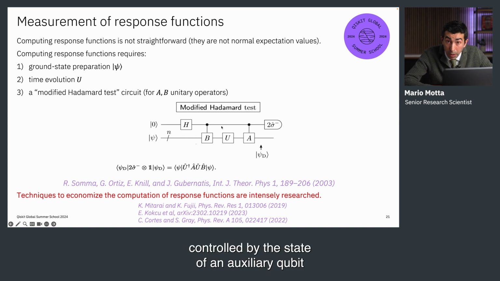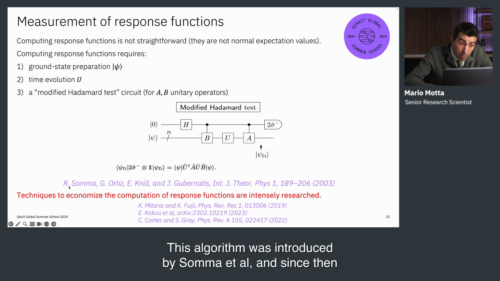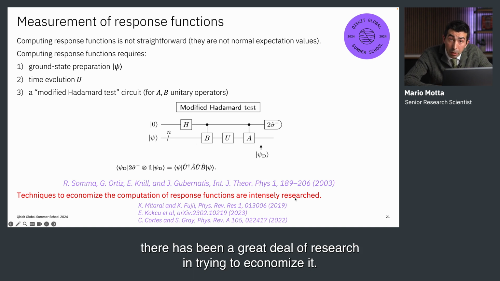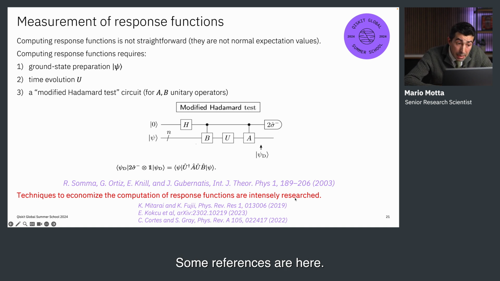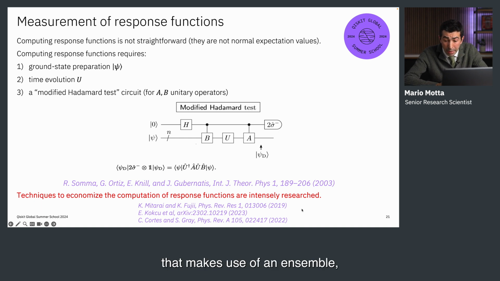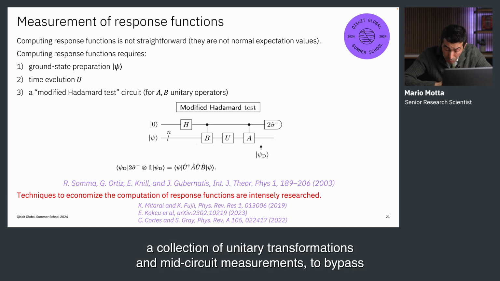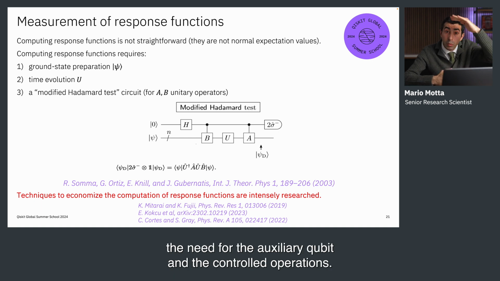controlled by the state of an auxiliary qubit for which the sigma minus, the de-excitation operator, is then measured. This algorithm was introduced by Somma et al., and since then there has been a great deal of research in trying to economize it. Some references are here. In particular, there's one by Mitarai and Fujii that makes use of an ensemble, a collection of unitary transformations and mid-circuit measurements to bypass the need for the auxiliary qubit and the controlled operations.